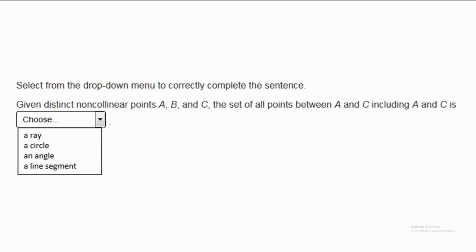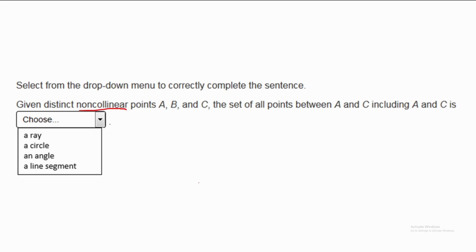Select from the drop-down menu correctly to complete the sentence. Given the distinct non-collinear points A, B, and C, the set of all points between A and C, including A and C, is blank. So we need to break this down. So we're given 3 non-collinear.